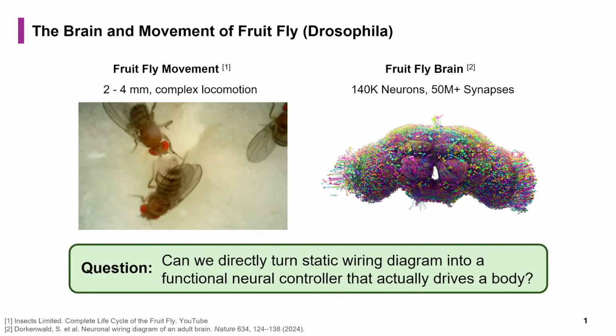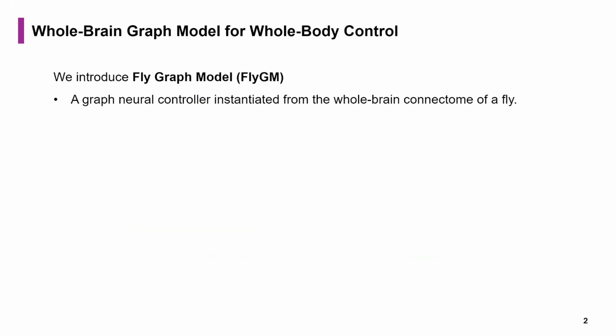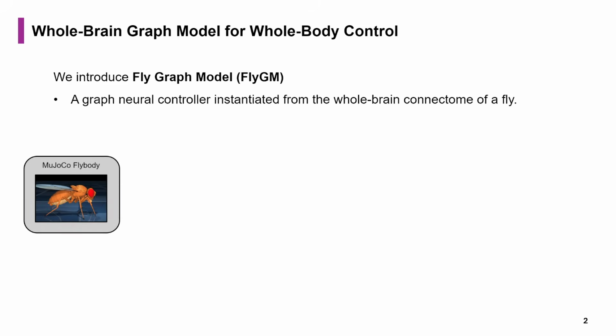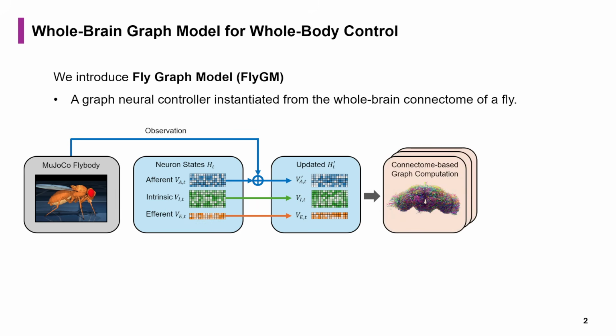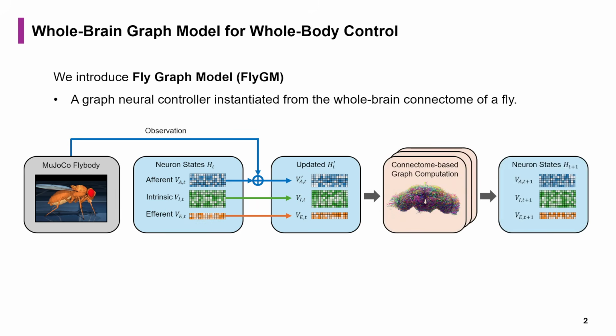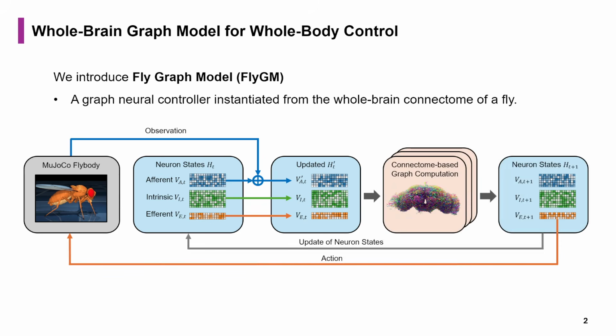This raises a fascinating question. Can we take this static wiring diagram and directly turn it into a functional neural controller that actually drives a body? Here we introduce FlyGM. We build a graph neural network whose structure is taken directly from the connectome. At each time step, the fly receives sensory observations from the physics simulator, which are encoded into the states of afferent neurons. Then, the signals propagate according to the connectome structure and are finally output by efferent neurons as actions to be executed within the simulator.